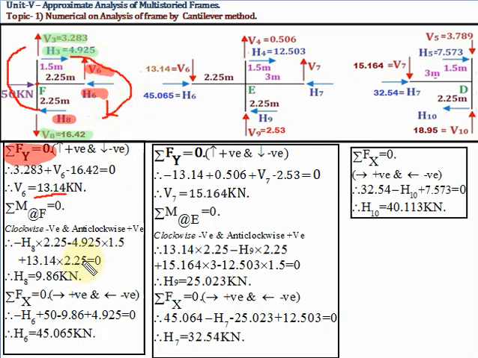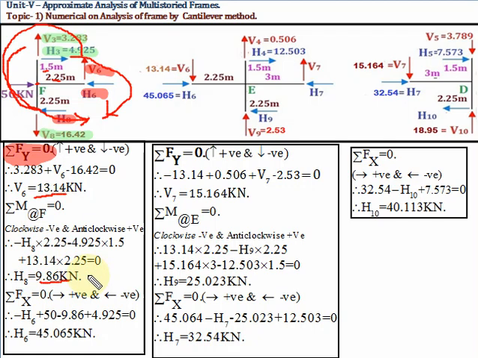Then H3, how is H3 acting? Again clockwise, minus 4.925 into the distance 1.5, and the next force is V6. How is V6 acting? It is acting in anti-clockwise direction, yes or no? So plus. What is the value of V6? 13.14, and the distance is 2.25. From this we'll get the value of H8, that is 9.86 kilonewton. You have to solve this on the calculator and then we'll get this value.